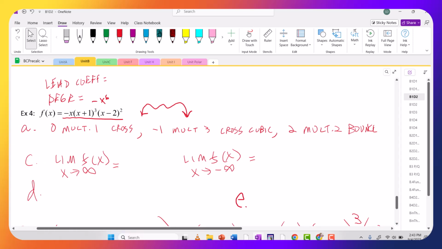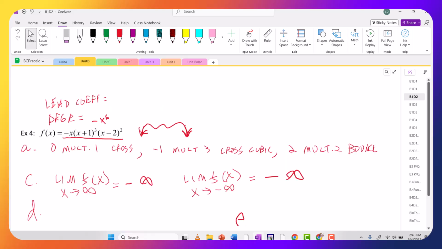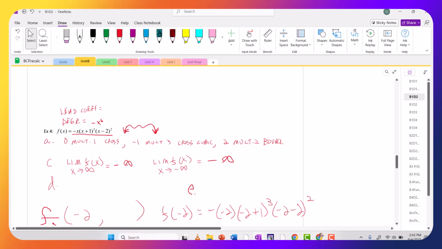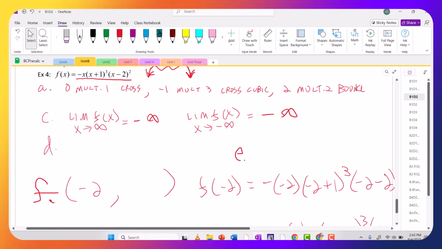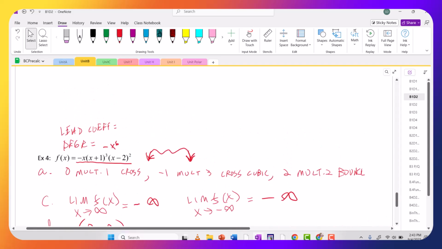Next one, as everyone's putting their stuff away. What are both of these limits going to end up being? Negative infinity, both ends. What was D? D was determine the y-intercept. How do I find the y-intercept? Plug in 0 for x. Basically, you get 0, 0 on this one, when you plug in 0 for x. E.